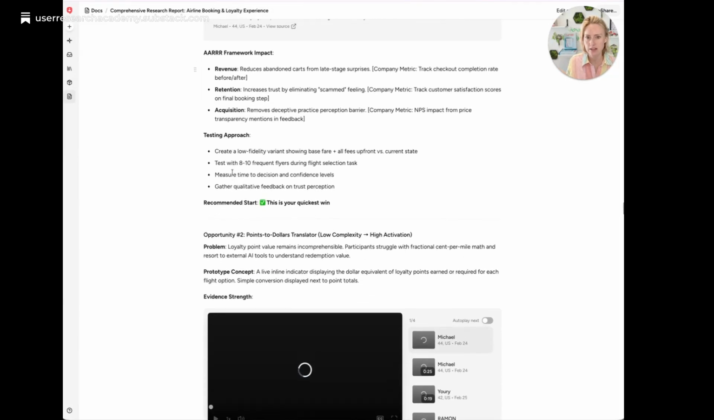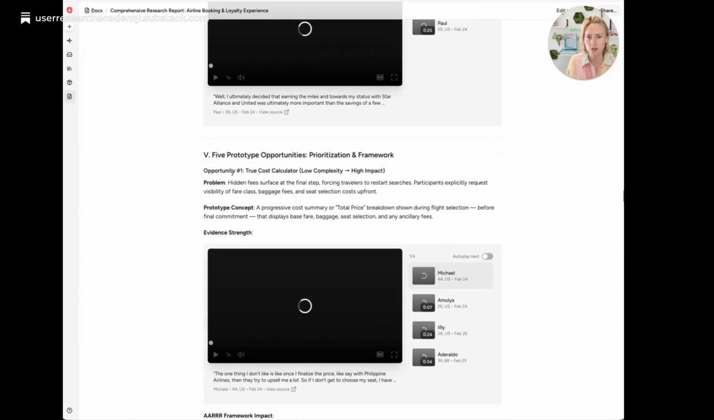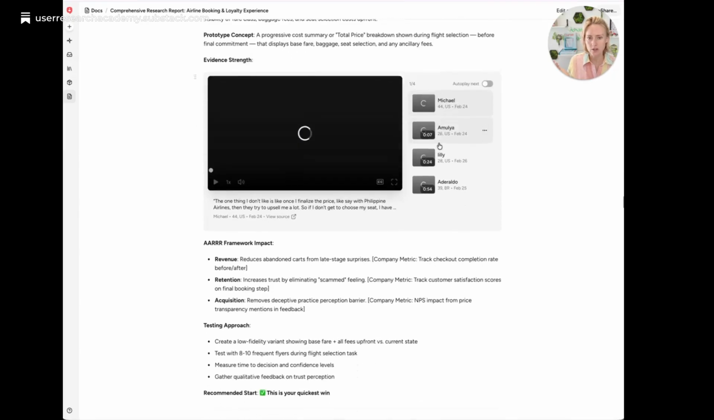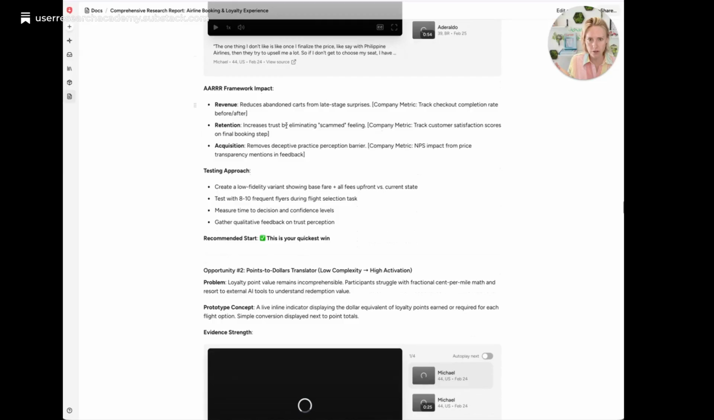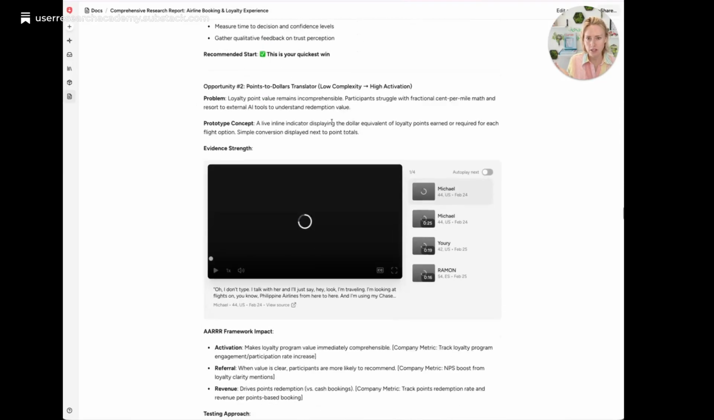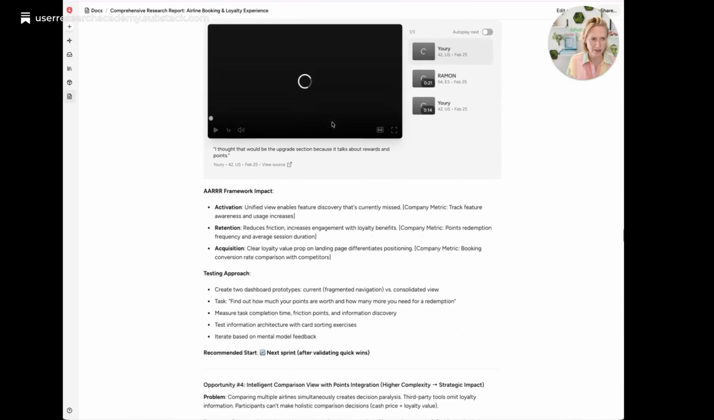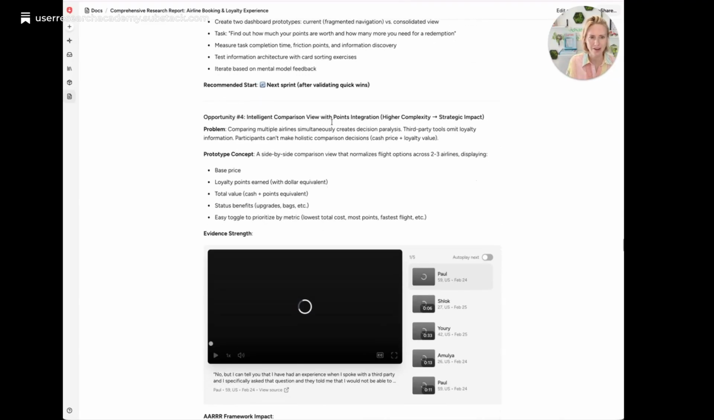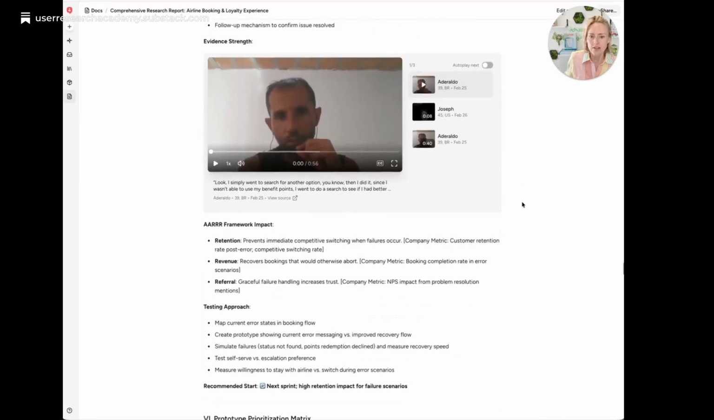So that's fantastic. So for each prototype opportunity, we're looking at both as prioritized, low complexity, high impact. We also have the evidence right here, and we have the pirate framework and how that's impacted by the prototype, which is fantastic, not only as a researcher, but as a designer to be able to tie your work back to that. So that's fantastic.